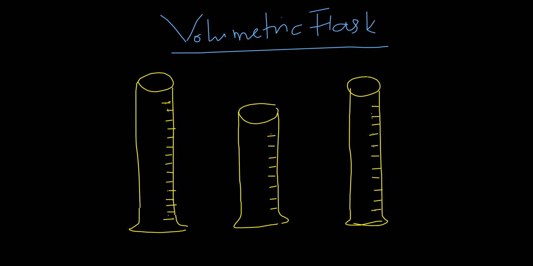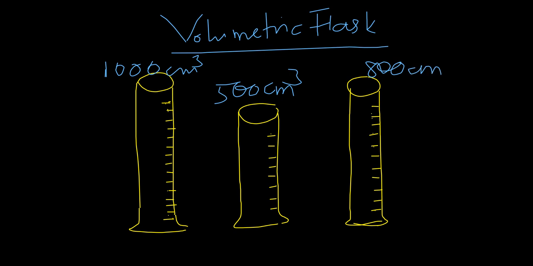The first one might be, let's say, a 1000 cm cube volumetric flask. This one might be, let's say, a 500 cm cube volumetric flask. Then this one might be, let's say, an 800 cm cube volumetric flask. So these flasks come in various sizes, and we choose them depending on the volume of solution you want to prepare. For example, you want to prepare a solution with volume of 1000 cm cube, then it will be appropriate for you to choose a 1000 cm cube volumetric flask.